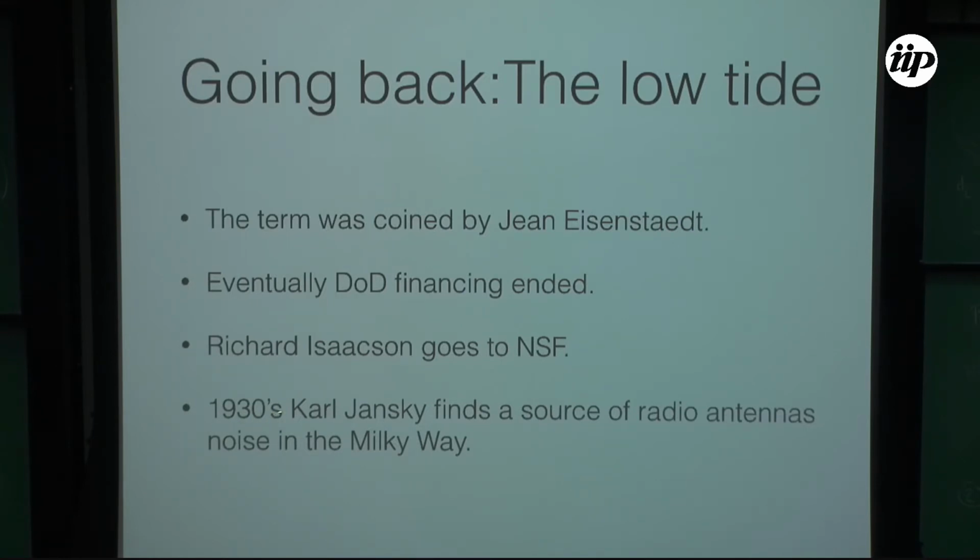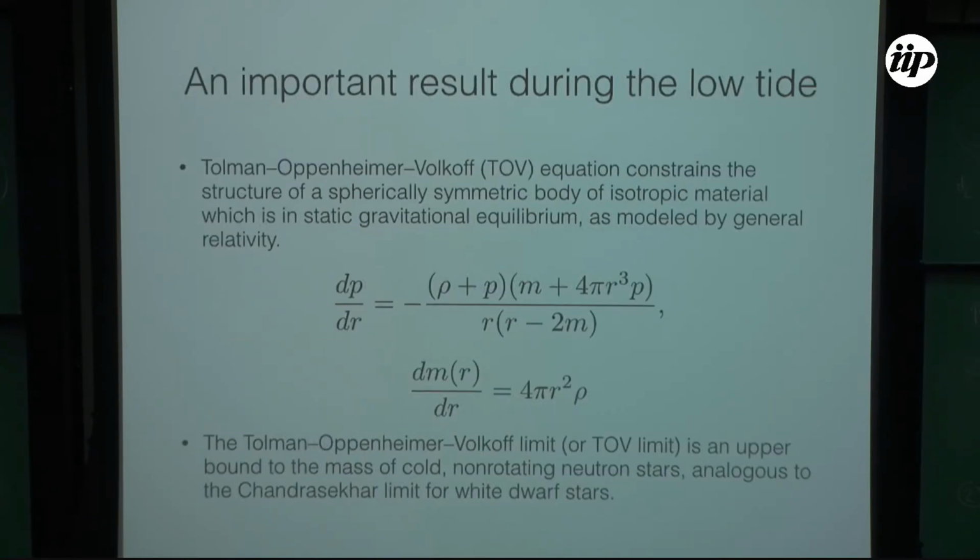But recapping what was happening in those years of what was called the low tide, from the 30s to the 60s, Karl Jansky finds a source of radio antenna noise, and that was coming from the Milky Way. So this is the beginning of radio astronomy, although it took a while to catch up. And a very important result during the low tide that I think is important to mention. Interestingly enough, although the result was important, it wasn't really significant for the literature. There were almost no citations for this paper.